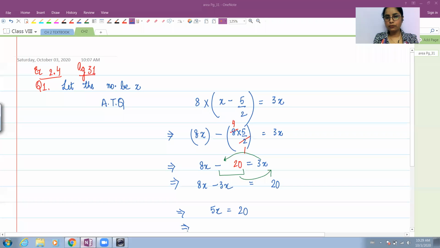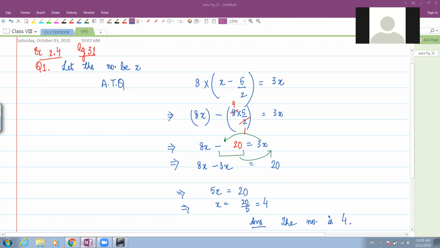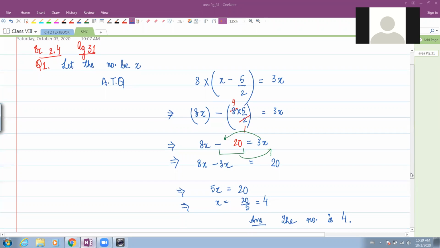And now you can solve. I think some of you might have already done it. Answer is x equals to 4. Anyone with any questions? If anyone's writing down, please let me know.